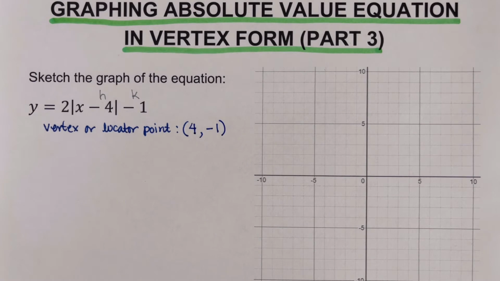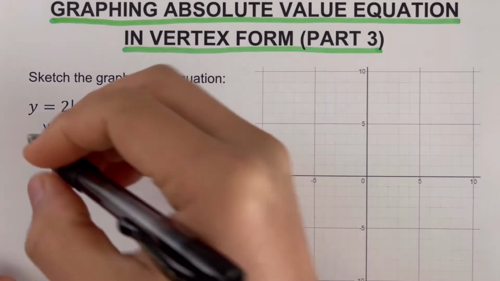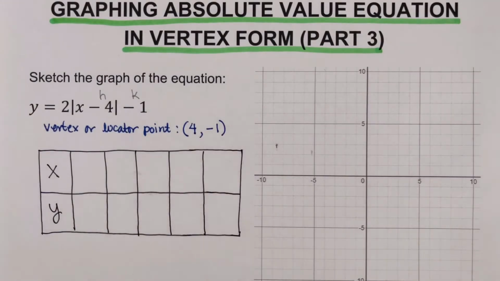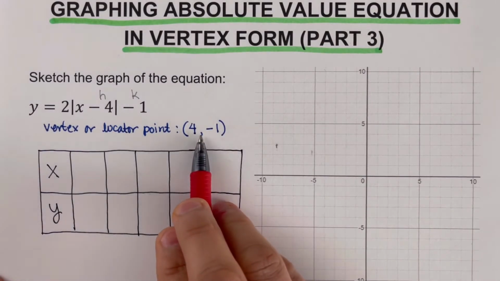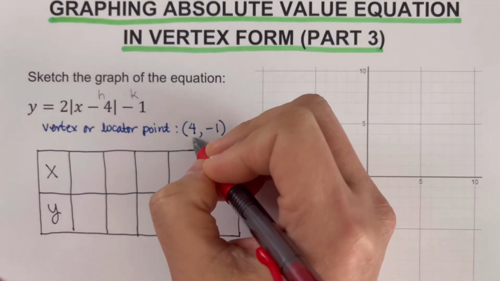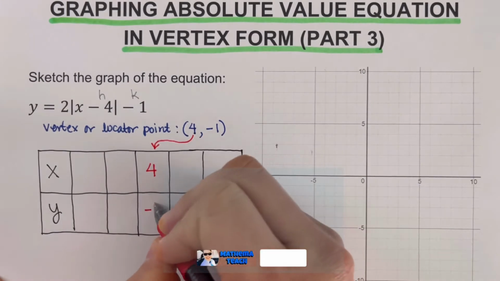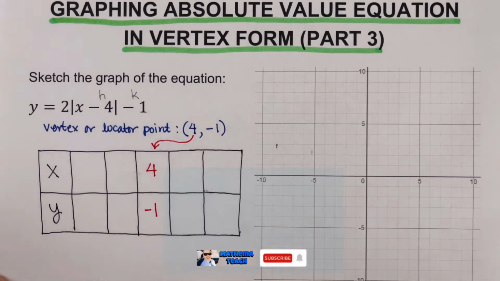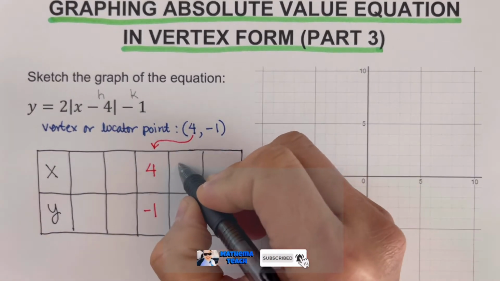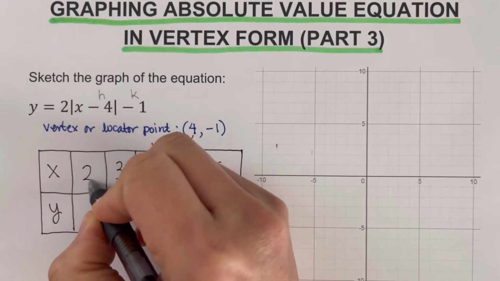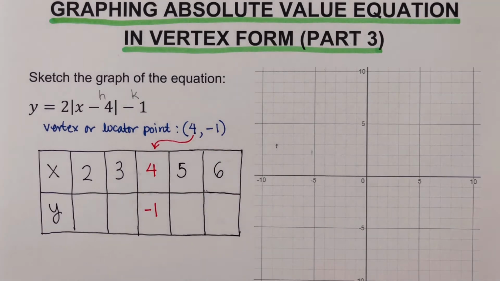The second step is to create and complete the table of values. I'm going to write the table of values down here. We are going to place this locator point in between these blank cells, so this would be 4, and this is negative 1. Then we complete the values of x in this table. I can write 5 here and 6, then going down here 3 and 2, so that we can determine the values for the rest of these blanks.